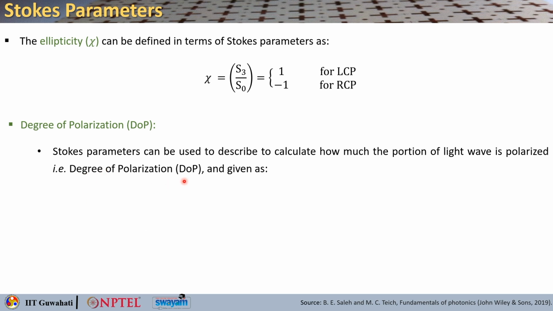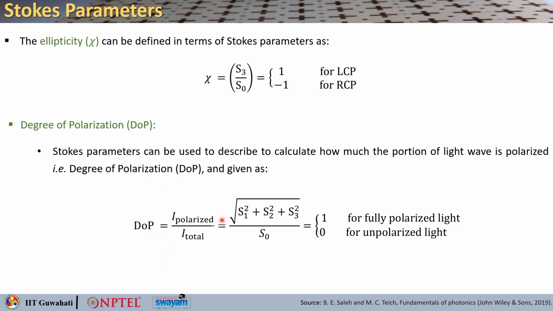So that is called the degree of polarization, and it is given by I polarized over I total. So the total intensity is S0, and total polarized intensity will be square root of S1 square plus S2 square plus S3 square. So, this is like for vertical or horizontal polarization, this is for plus 45 degree or minus 45 degree polarization, this is for either LCP or RCP, right. So, all the polarized part will be here, this is the total irradiance.